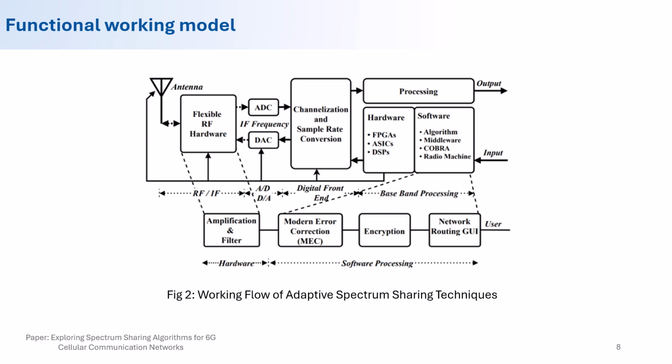It shows the full hardware and software pipeline that receives a signal via antenna and processes it through digital and analog converters. Then it assigns it a proper channel, corrects it and secures it, and finally routes it to the user, all while enabling spectrum sharing through smart processing.